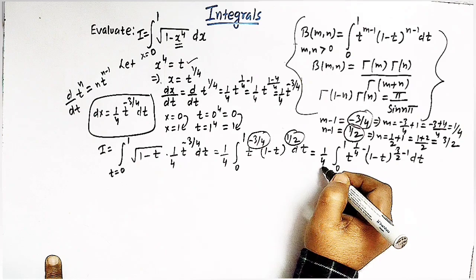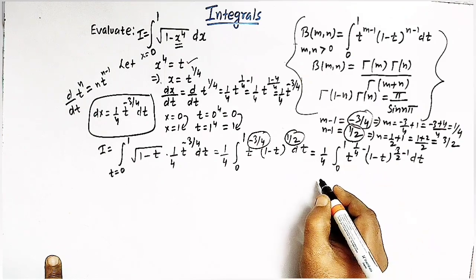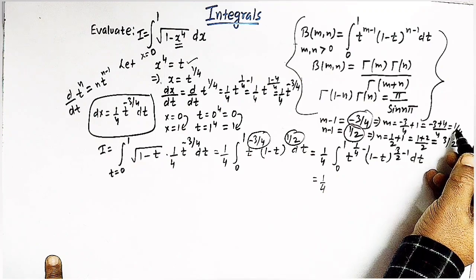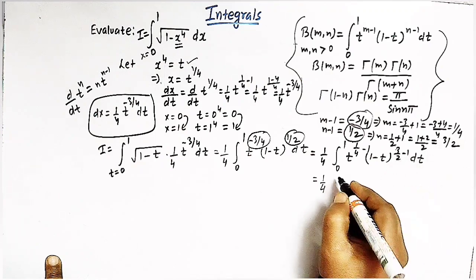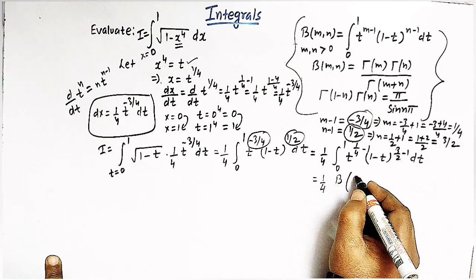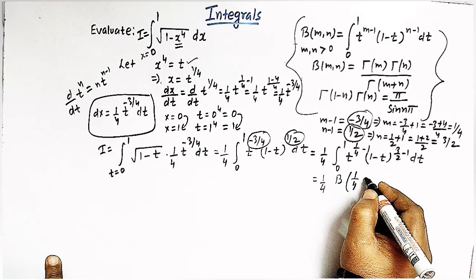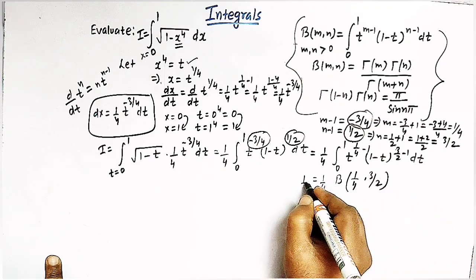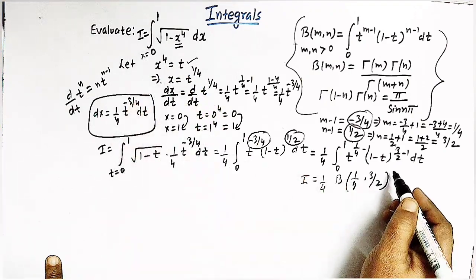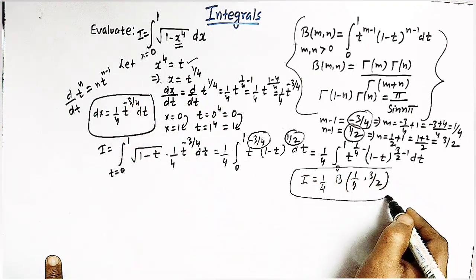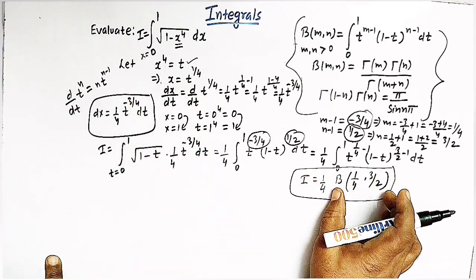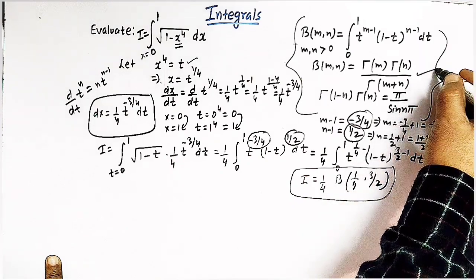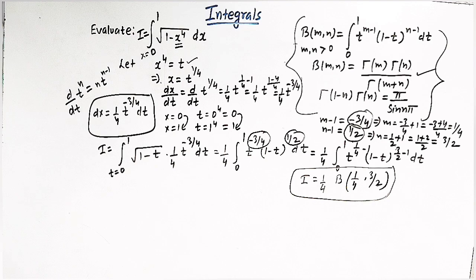And here we have the additional factor 1 over 4. So now we can write 1 over 4, and m is 1 by 4, and n is 3 by 2. So we can now write beta of 1 by 4, comma, 3 by 2, right? So now the value of this integral is given by this expression, and let us calculate the value of this beta function using this result.